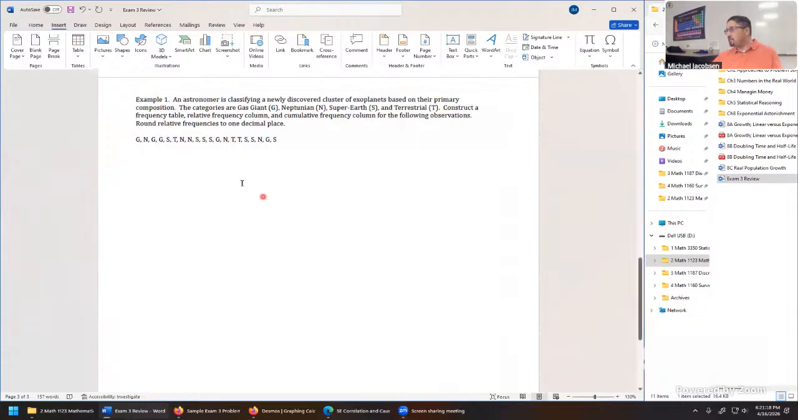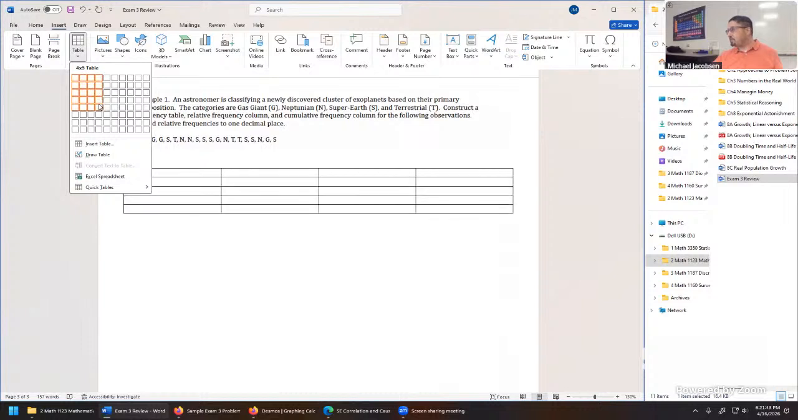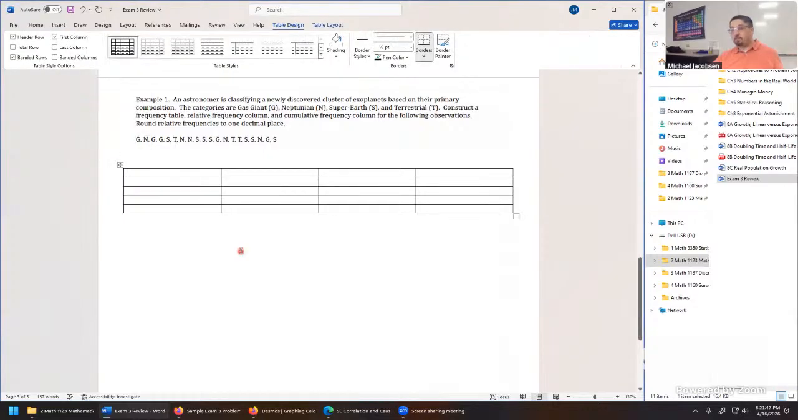So what do we have here? We're dealing with exoplanets, and we want frequency, relative, and cumulative. So let's put a table that goes like this just to match the real exam a little bit better. I think I want about 4 altogether. And then I'm not too sure on the number of rows. Let me see, 1, 2, 3, 4. That should do the job.